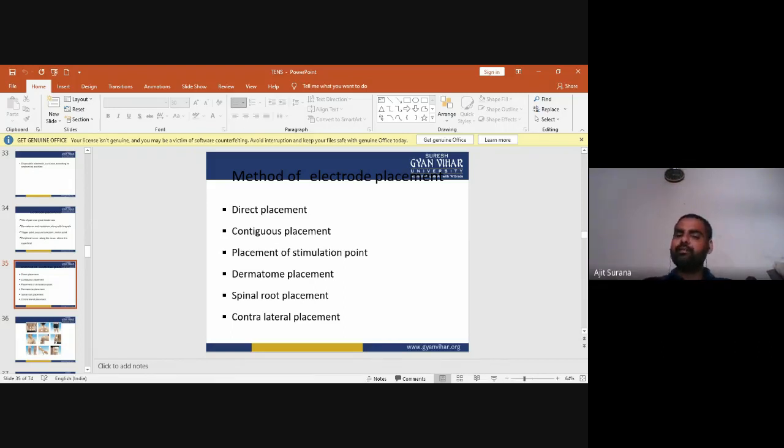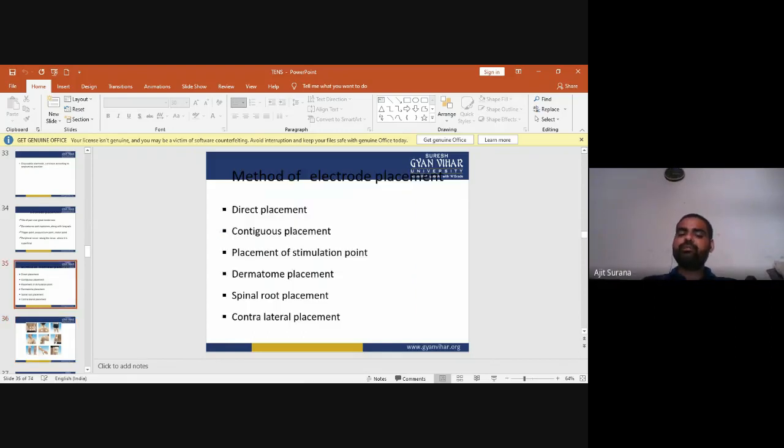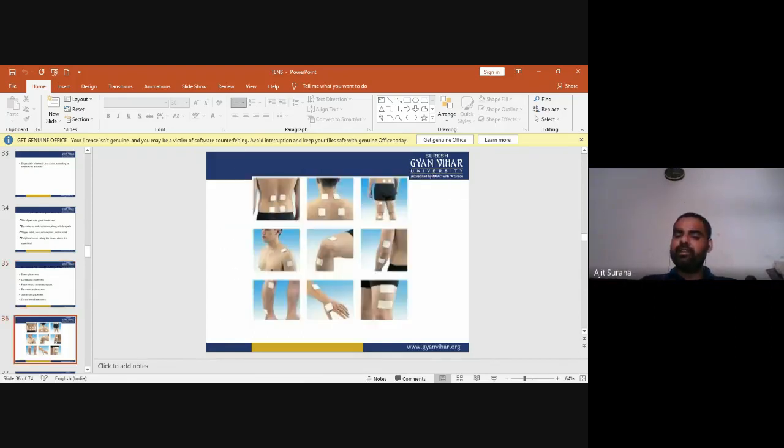First one is the direct placement, applied directly over the skin. Second one is contiguous placement. Then the placement at the stimulation point, dermatome placement, spinal root placement, where we place over the spinal root, and contralateral placement. These are direct placement, contiguous placement, stimulation point placement, dermatome placement, spinal root placement and contralateral placement.